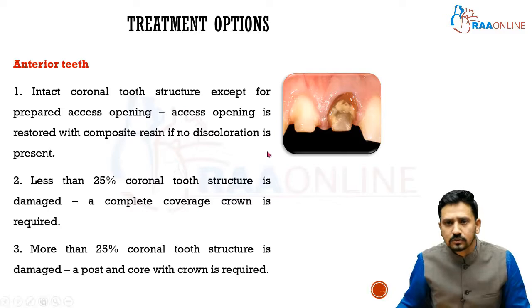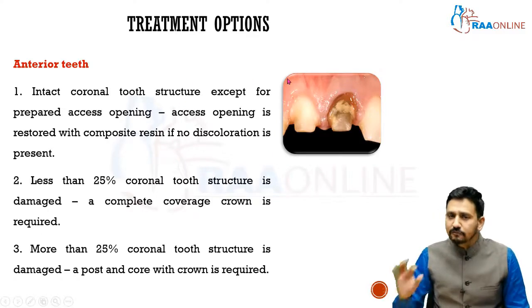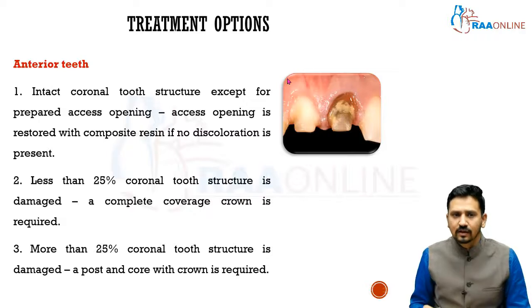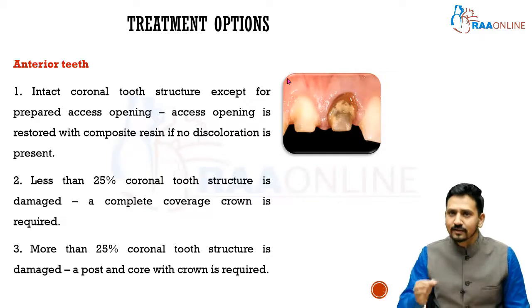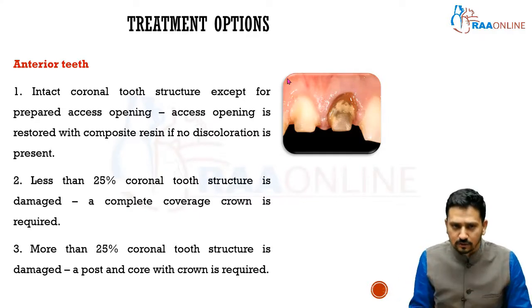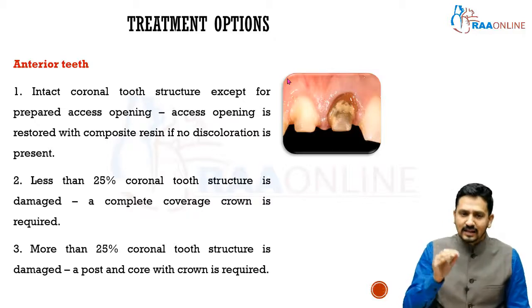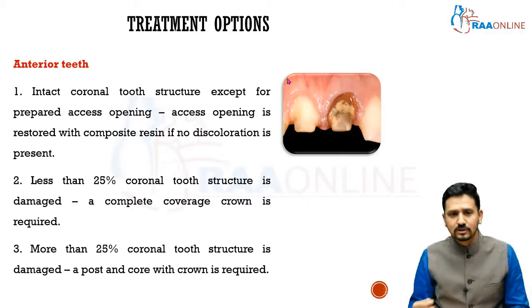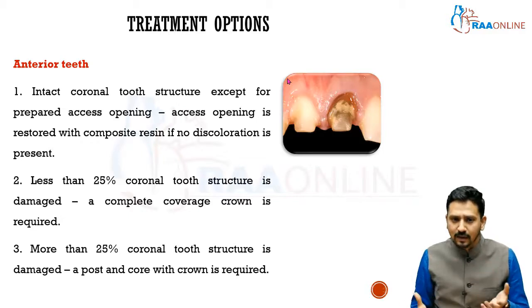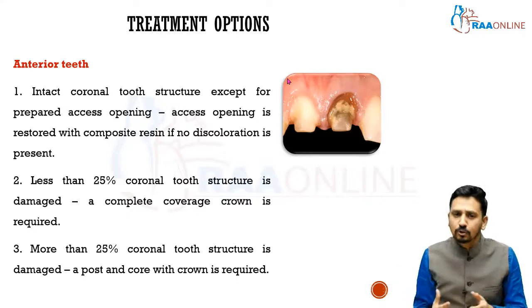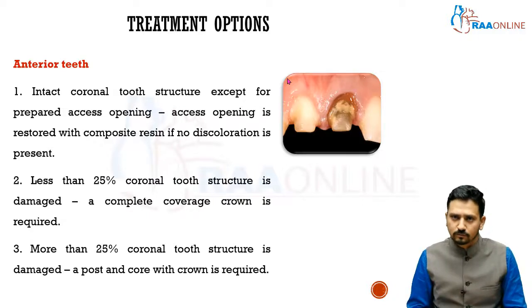Let's see the various treatment options for your endodontically treated teeth. Say you have an anterior tooth, say this situation. If the coronal tooth structure is intact except for the prepared access opening, then you can go for a composite restoration in the access cavity. This can be advocated when there is no discoloration. Say there is less than 25% of coronal tooth structure that is damaged. In such situations, you will go for a complete coverage crown. Say the amount of tooth structure that is being damaged is more than 25%. Then you go for a post and a core with a crown.